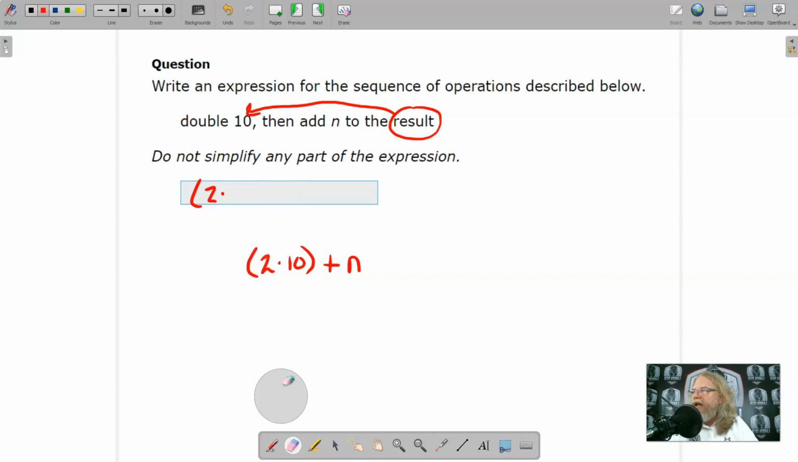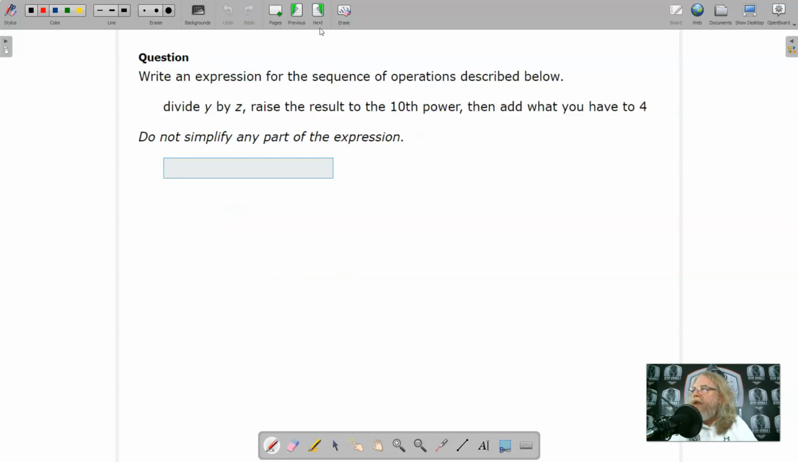Sorry, I'm thinking ahead because I got something on my mind right now. 2 times 10, and then add n. And what was on my mind is that down here there is a box with a little dot for the multiplication sign. If you type in an x, it's going to think that you're saying 2 times the value of x times 10. So use the dot right here.